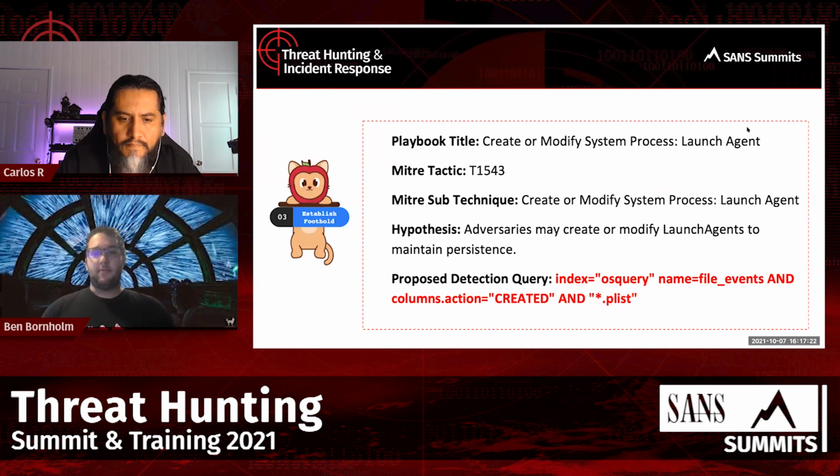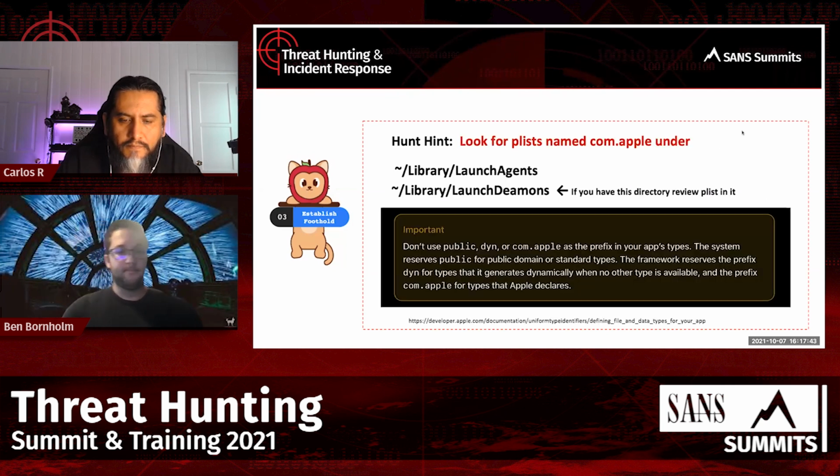Here's a breakdown of the playbook that we provided: adversaries may create or modify launch agents to maintain persistence. For the query to look for this activity, you use osquery, specifically file events, and even more specifically, file events that are creating new files with an extension of .plist. Another hunt hint is to look for plists that start with the prefix com.apple. This is a reserved prefix by Apple, and therefore, if you see it being used in one of these directories, it's probably something you should take a look at.